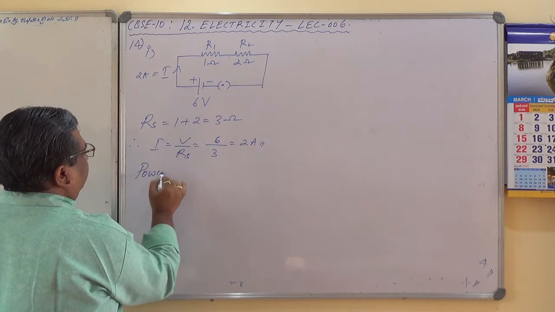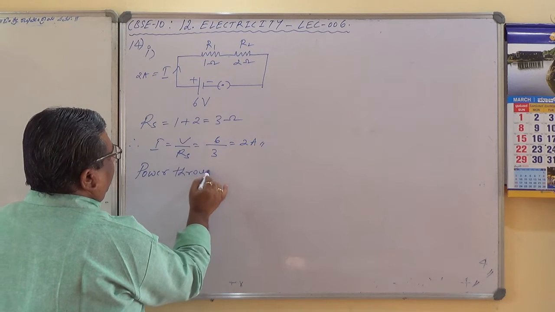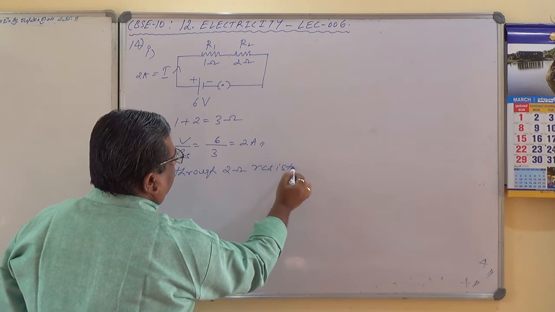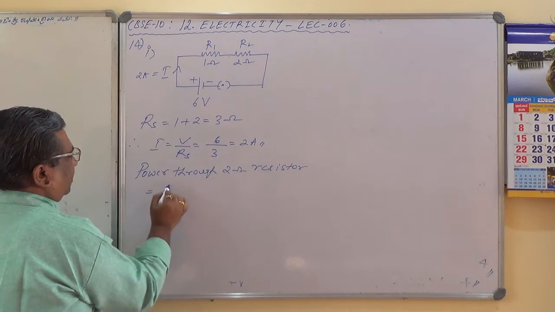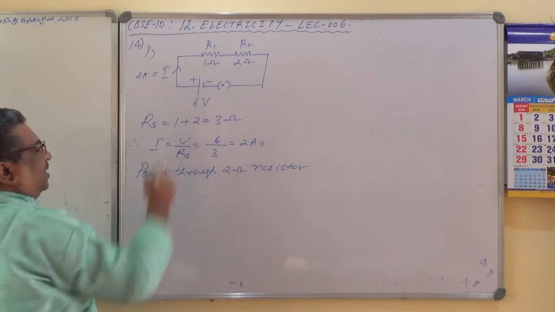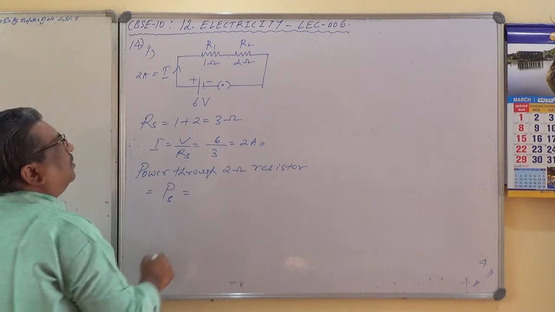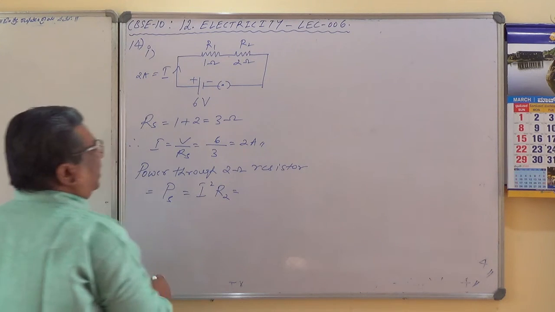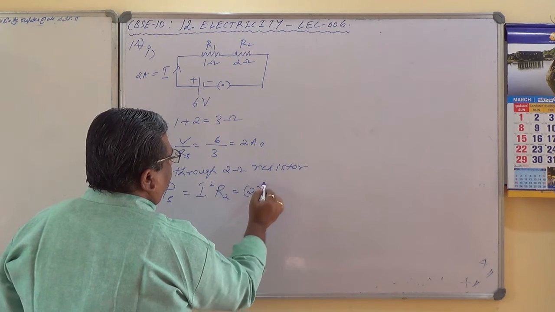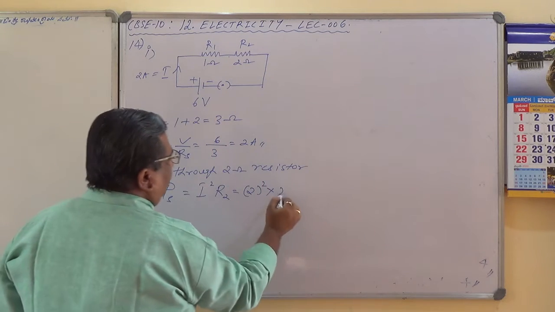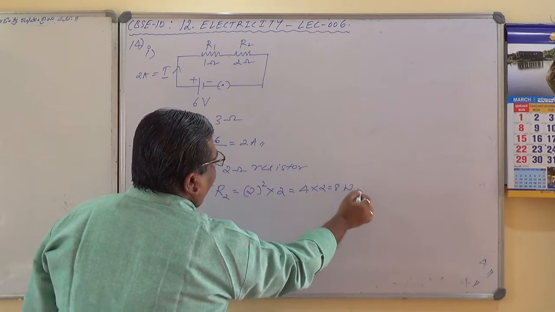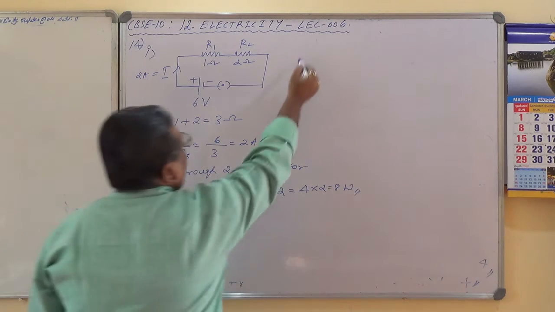Power through 2 ohm resistor, in series combination basically, equals I square into R2. What is I here? 2. 2 square into R2, 4 into 2, which is equal to 8 watts. So case 1 is over.